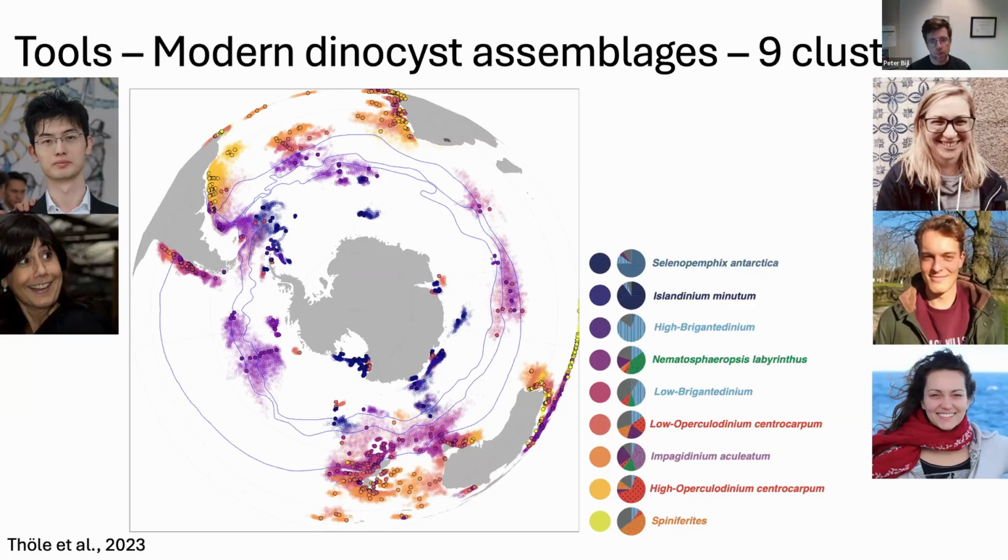And it came back with 9 clusters, and samples in this cluster have basically a similar dinoflagellate cyst assemblage and are all dominated by one particular species. So you see the average pie chart composition of that particular cluster in the back, and the dominant species of that as well.